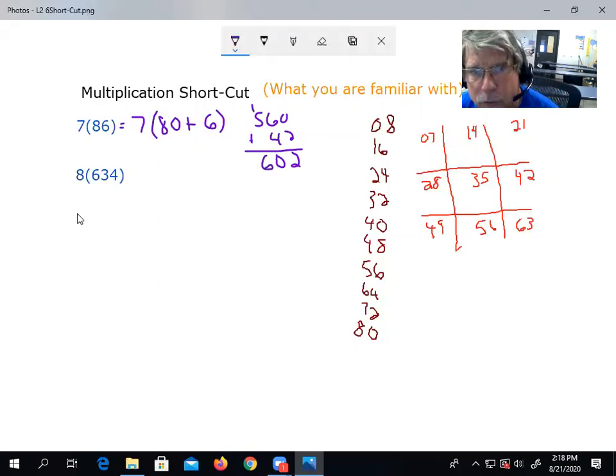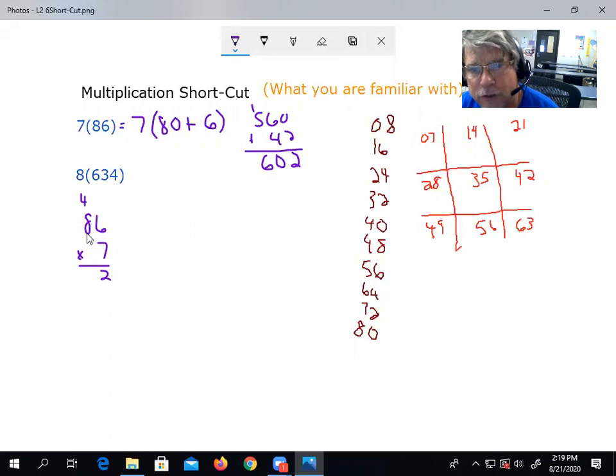So basically, when we do this using the shortcut, we just write the 86 times the 7. And we still use the distributive property, but we just organize it a little bit differently. So what I do is I do 7 times 6, which again is that 42. But all we do is bring down the 2 into the ones place, and we carry the 4 to the tens place.